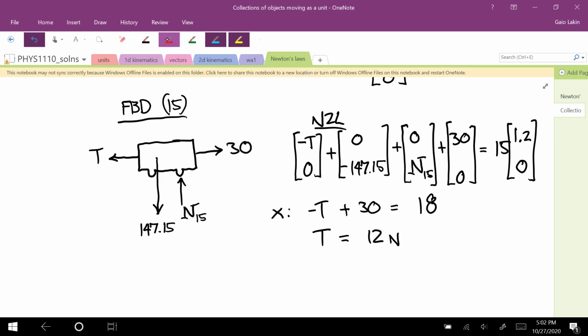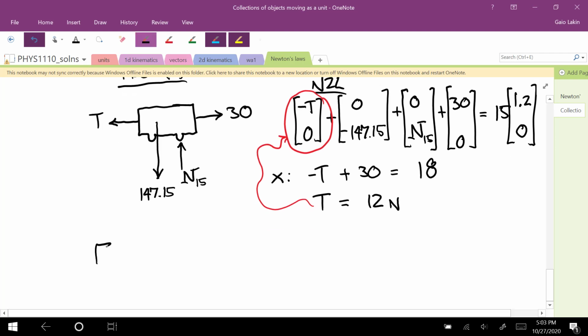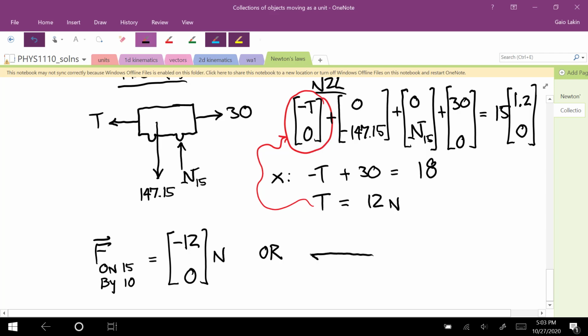And now, like before, we're looking for this force. So you can plug this T value in there. And you get that the force on the 15 by the 10 is equal to negative 12, 0. Or another way you can think about it is the magnitude is 12 newtons, and the direction is the arrow as it's shown in the free body diagram. So this direction with a magnitude of 12 newtons.